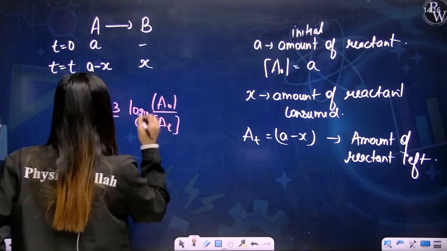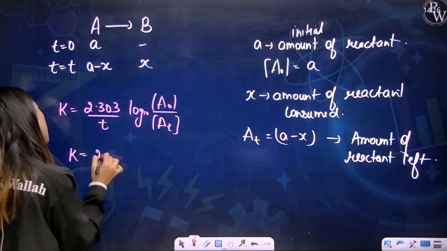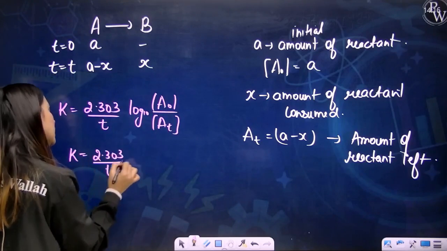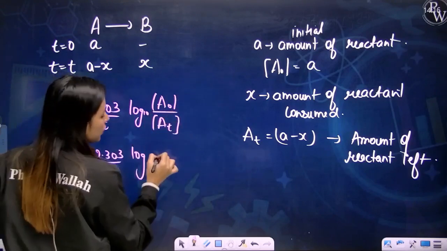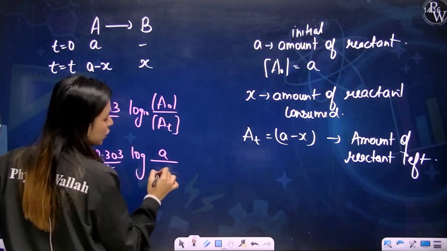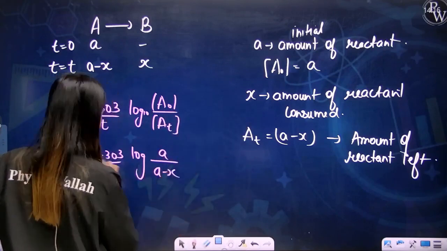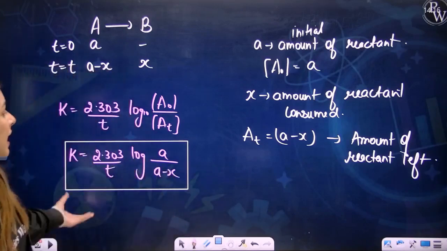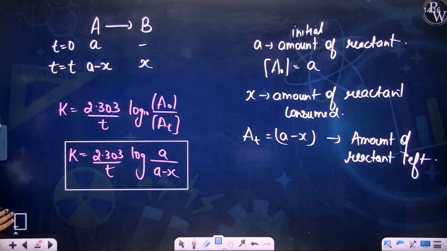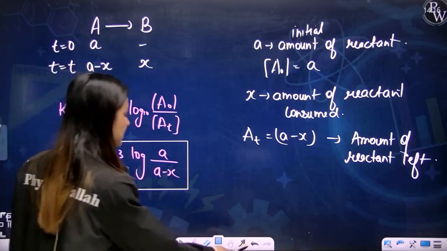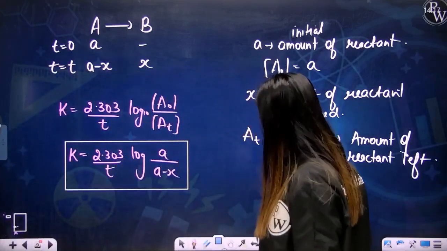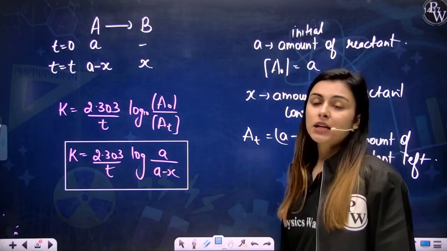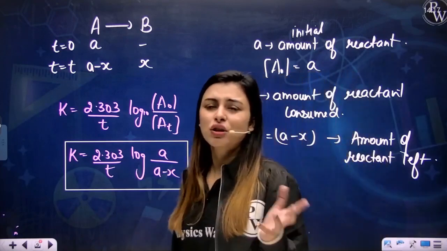Can I just write this expression as K is equal to 2.303 upon T log A upon A minus X, where A naught is equal to A and A T is equal to A minus X? Yes, we can say that. And this is your expression for the integrated rate law. So these are the variations of the integrated rate law.